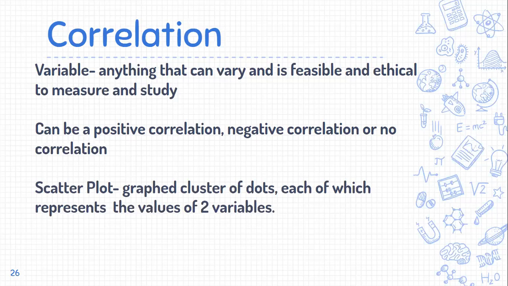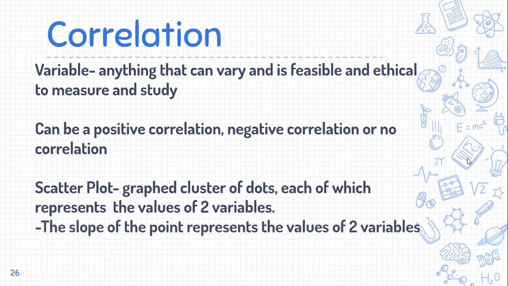So a scatter plot is a graph of cluster dots, each of which represents the value of the two variables, the one that's on the y-axis and the one that's on the x-axis, like your age and your mobility, and you put the dot, or your SAT score and your school success, and you put the dot. So you'll see some scatter plots here in a second.